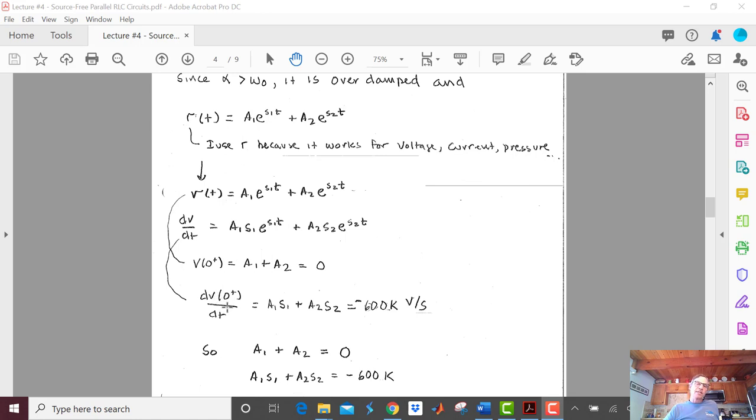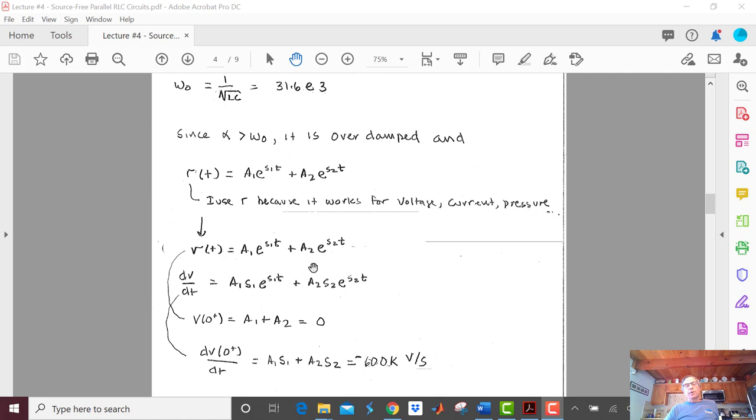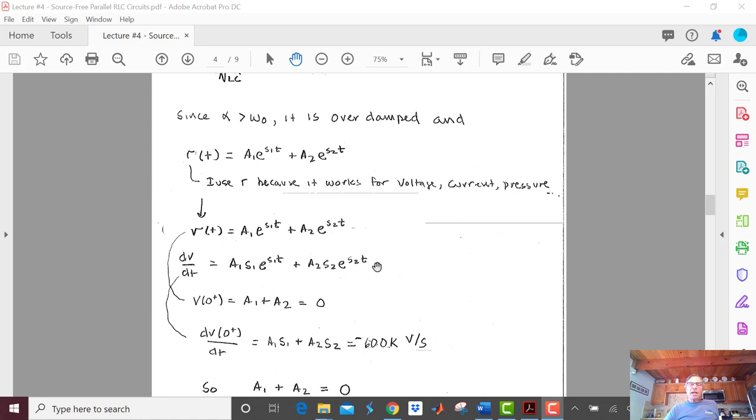Hey, dv/dt at 0 plus, it's one of the things we said we needed. We put a box around it. So I look at my two equations, and I got my dv/dt at time equals 0. I got my v at time equals 0. I got my S1. I got my S2. I got two equations and two unknowns. I can solve this.